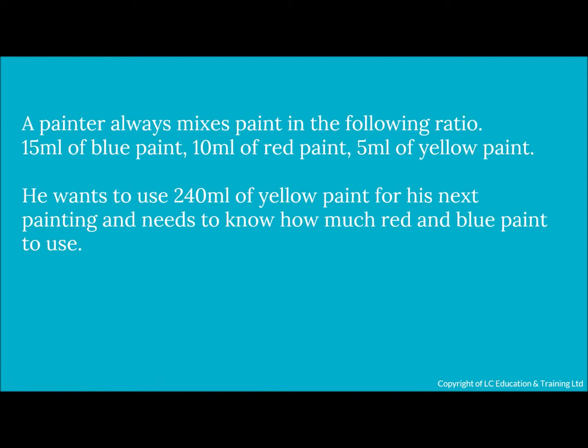So now we've done that slightly straightforward example, I want to give you the same question, but with a slightly harder bit of maths in there. So the same ratio, but this time he wants to use 240 mils of yellow paint. So we need to know how much red and blue this time. So I want you to pause here and have a go at doing this question and then carry on in a moment. Do feel free to use your calculator if you wish to, or you may want to practice doing your maths by hand without using your calculator for some of these.